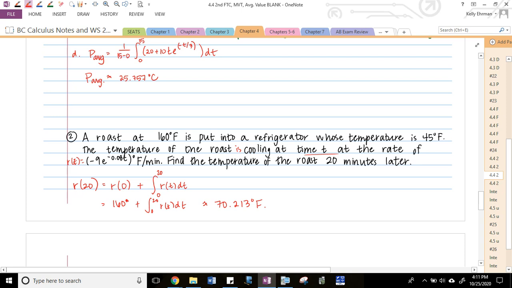Does that answer make sense? Yes, the roast is put in the fridge. The fridge is cooling down the roast. The roast should be cooler than it was when it came out of the oven. Did we use the 45 degrees? No, that's somehow factored into this given function, I'm assuming.